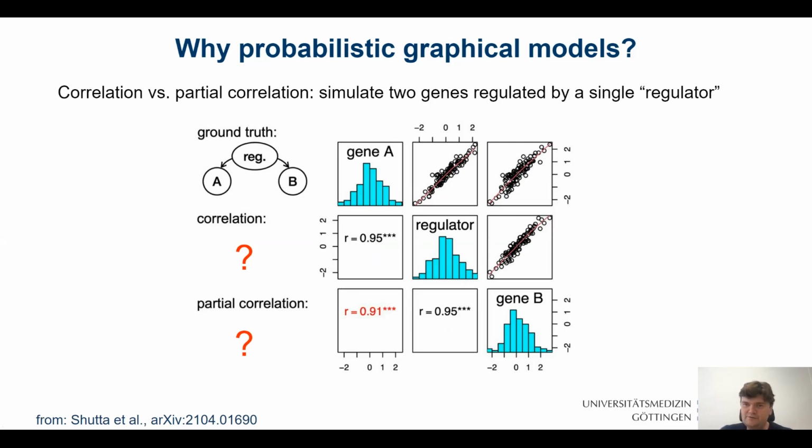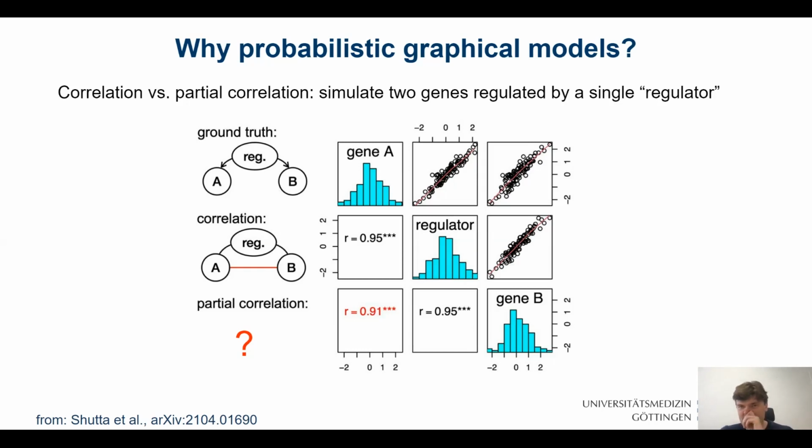So gene A and regulator correlate highly with 95%, and similarly regulator and gene B. The number which I indicated here in red, that's the correlation between gene A and B, and that's still highly significant with 91%. That means, if I go on one slide and depict the corresponding graph, it appears to us as if there would be a relationship between A and B.